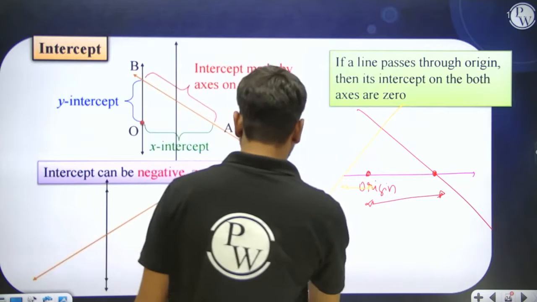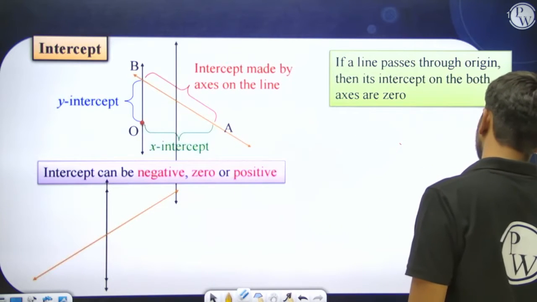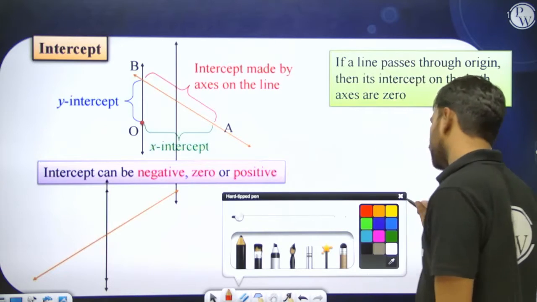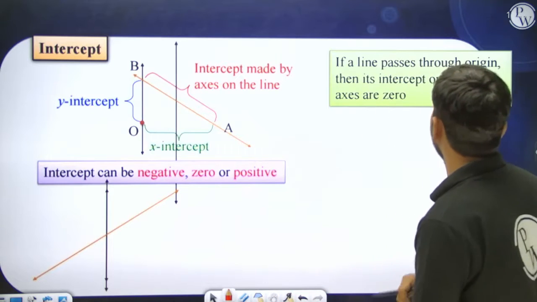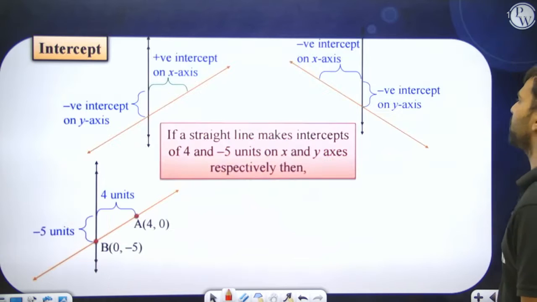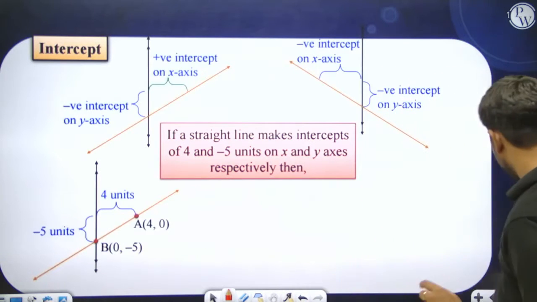So intercept can be positive, negative as well as 0, but length of intercept is always positive, because length is something which is always positive only. If a line passes through the origin, then its intercepts on both the axes are going to be 0 only.